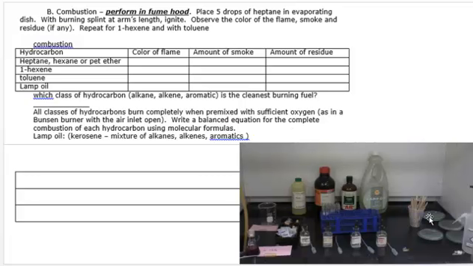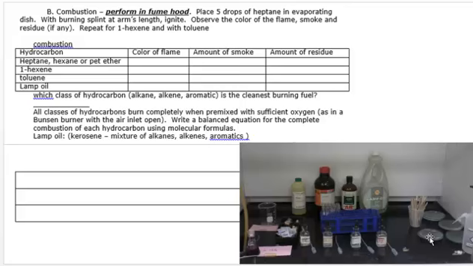Complete combustion gives you carbon dioxide and water. Incomplete combustion will give you carbon or a lot of soot. So there are wood splints and matches here. You'll put a few drops of the hydrocarbon on a watch glass, and really you are igniting the fumes.